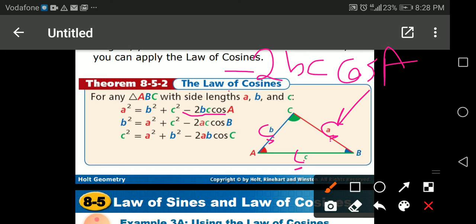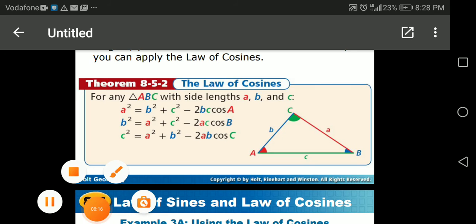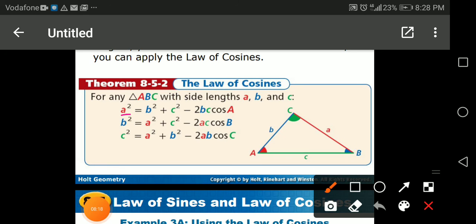Again, minus 2bc. I choose here b and c, so cosine A capital. This is for a²; we take A capital. Please study this with me now. This will be better for you. What if I say b? b², let's study this together now.